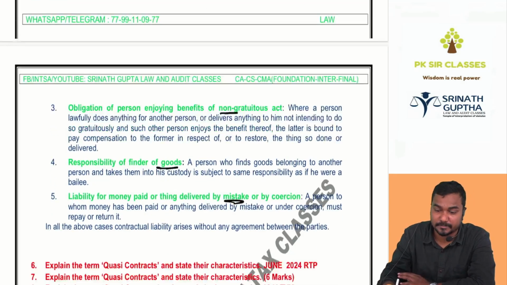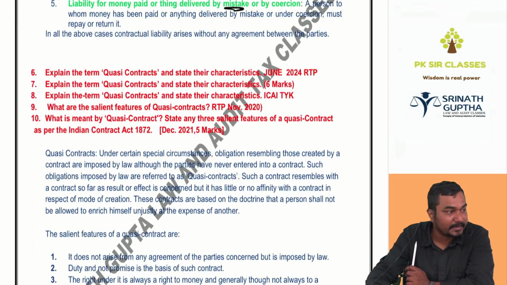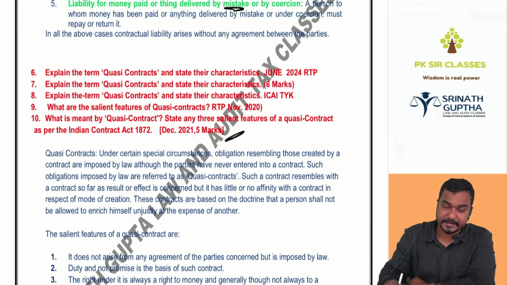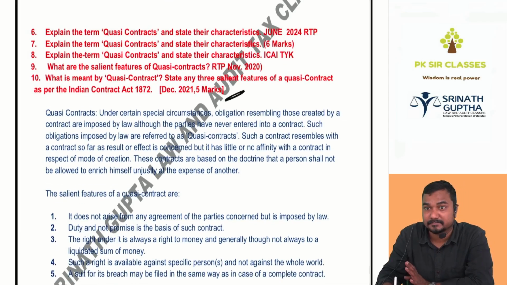Then a direct question, beta: what is a quasi contract and its features? Each question comes 5 times. Repeated.